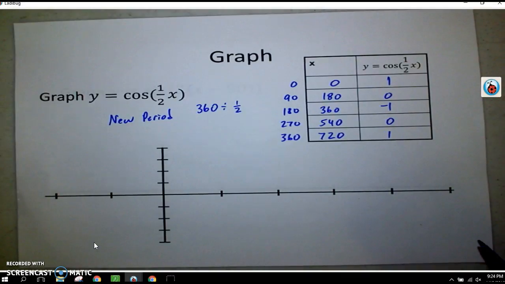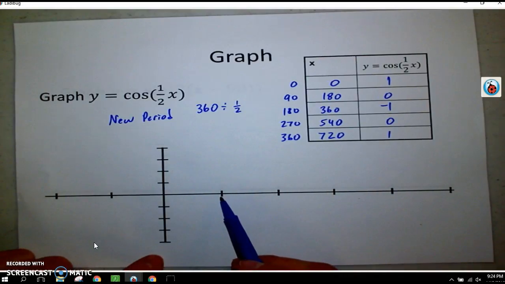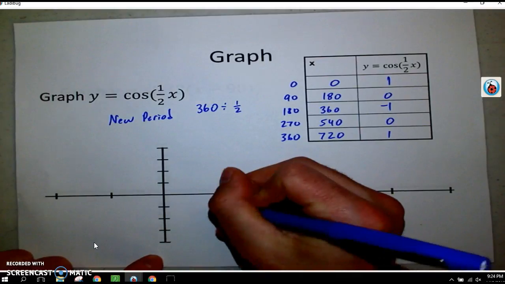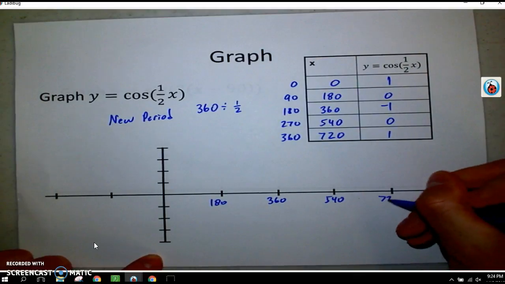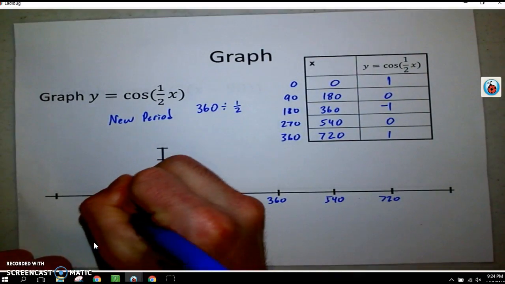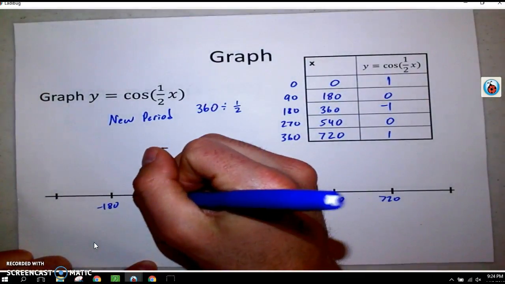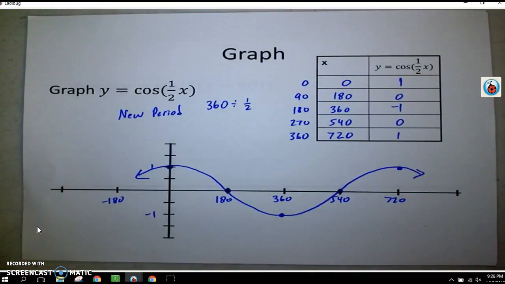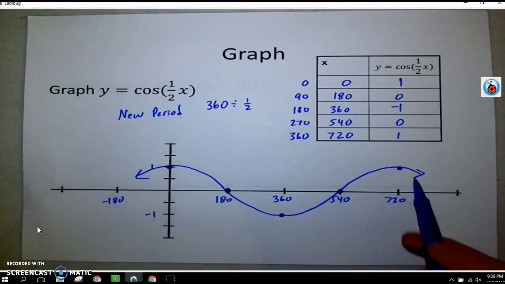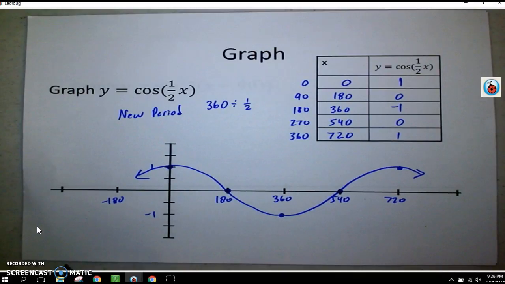So now once again, like before, all I need to do here is just label my axes appropriately. So instead of going by 90s like I have in the past, this time I will count up by 180s. So I'll go 180, 360, 540, 720. So 0, label the y-axis also. Go ahead and plot your points. So I'm going to pause the video while I do that. All right, so here we are. Got everything plotted. Again, make sure that you end the graph with arrows because it will continue infinitely in both directions.